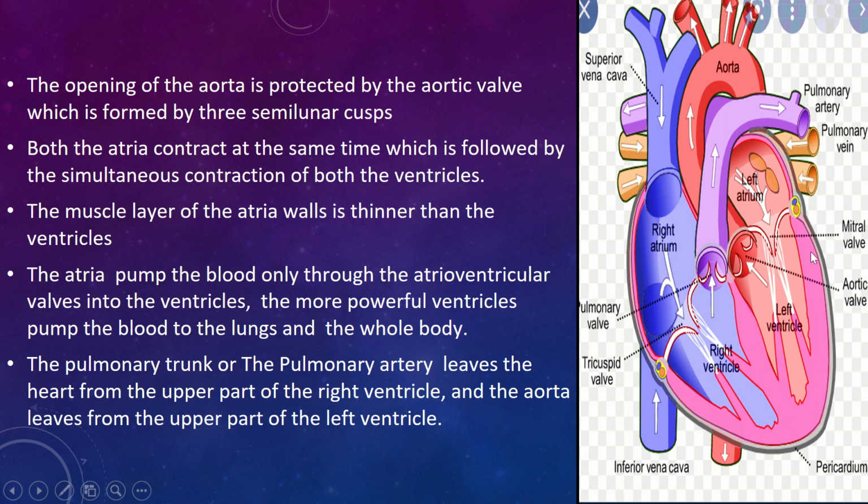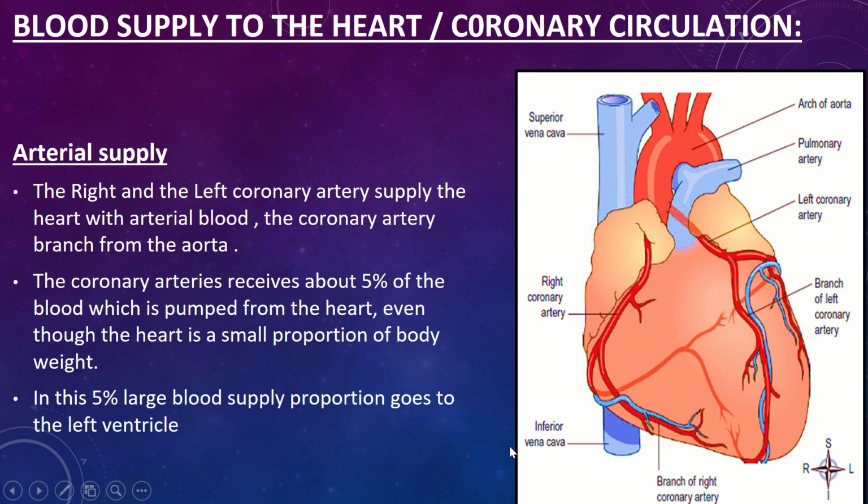That's why so much muscle is present in the ventricles comparatively. The pulmonary trunk or the pulmonary artery leaves the heart from the upper part of the right ventricle, and the aorta leaves from the upper part of the left ventricle. Here you can see that the pulmonary trunk leaves the heart from the right ventricle, and the aorta leaves from the upper part of the left ventricle.